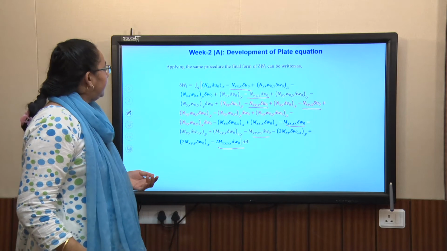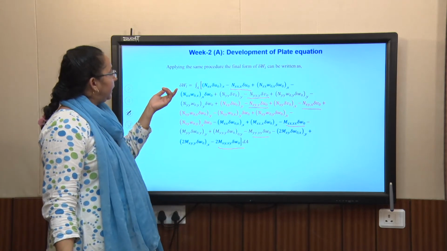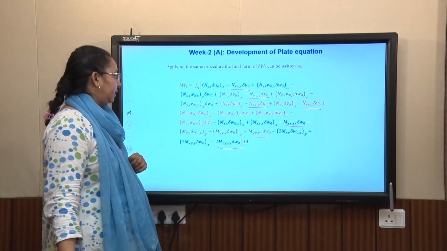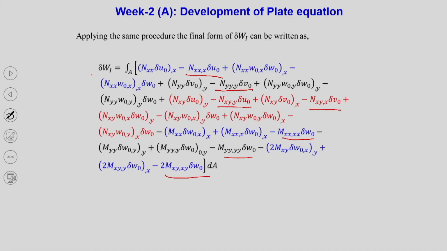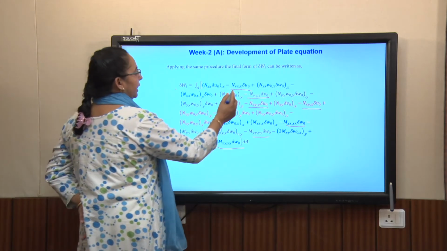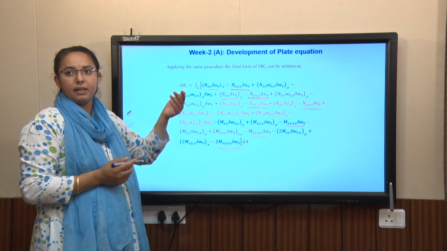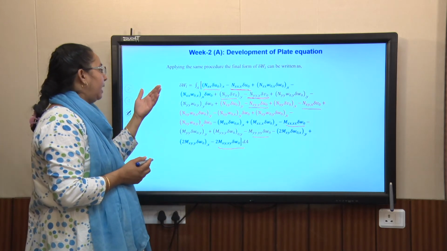So, in the last lecture, I have obtained the terms of variation in internal work done. In there we see that there are a number of terms, like nxx comma x del u naught, the underlined terms. These terms will go to the contribution towards the boundary, and the terms like this, the whole derivative of x or the whole derivative of y, will be on a line integral. In general terms, that is the derivative, and this area integration is 0 to a on x and 0 to b.